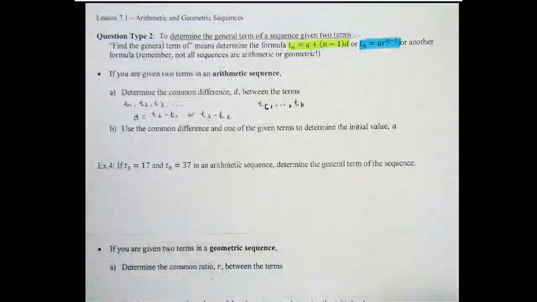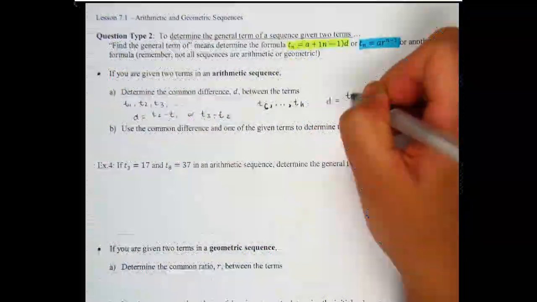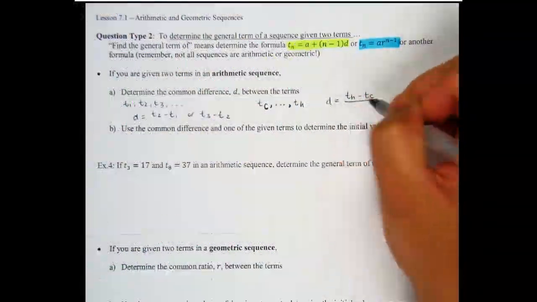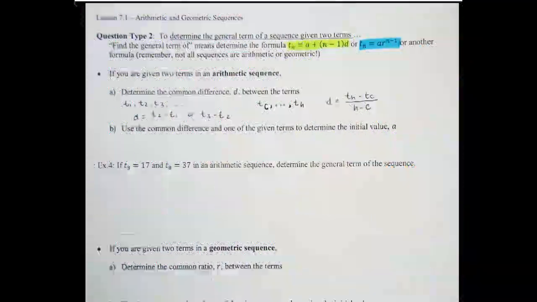But what if you're not given 2 terms that are next to each other, but there are some terms in between them? So let's say you're given tc and th, then in order to find the common difference d, you are going to subtract those 2 terms, th minus tc, and divide by the number of terms in between them.